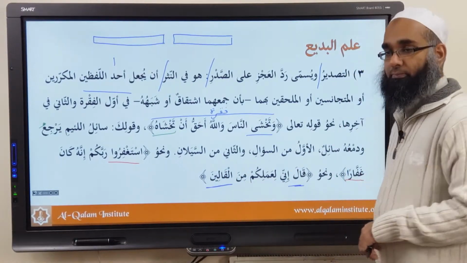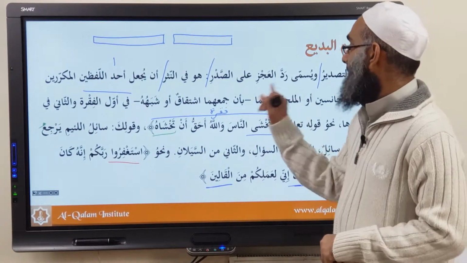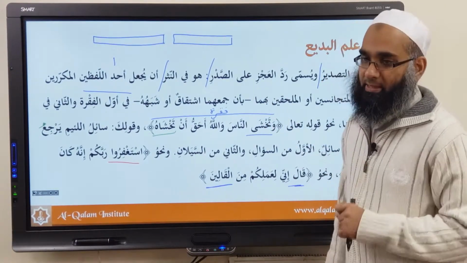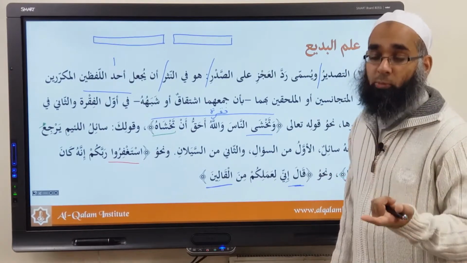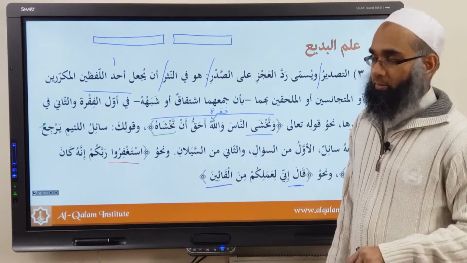Do you know that a sentence, a verse, is called a fiqra? A verse or a sentence, whether it's prose or a normal poem, Quran or normal literature. One sentence is called a fiqra.